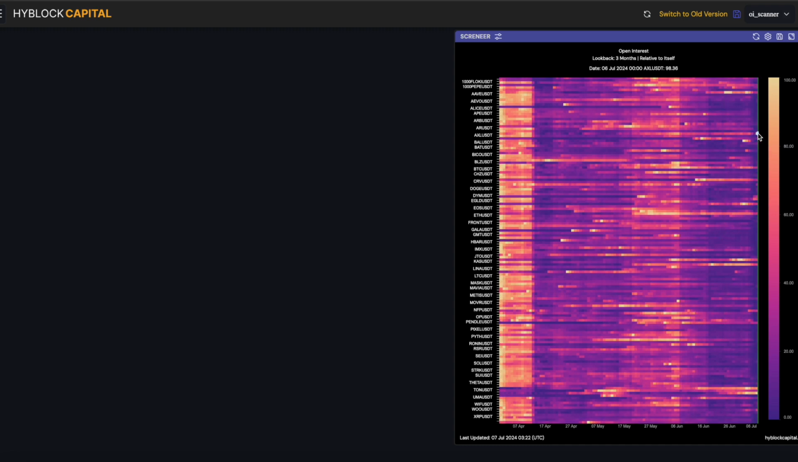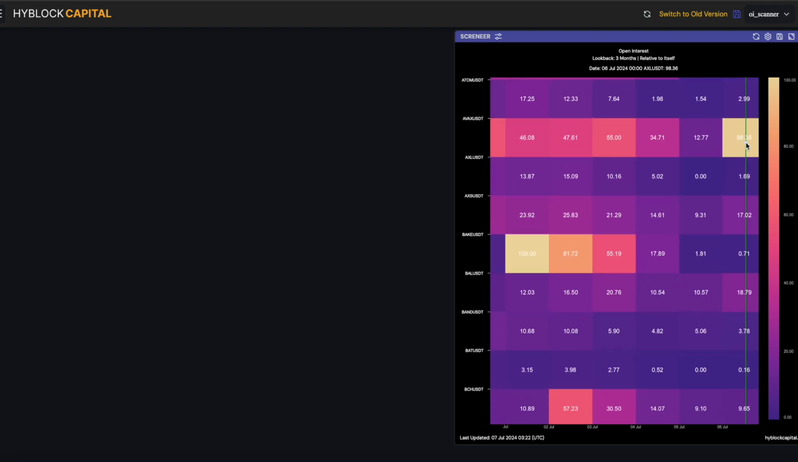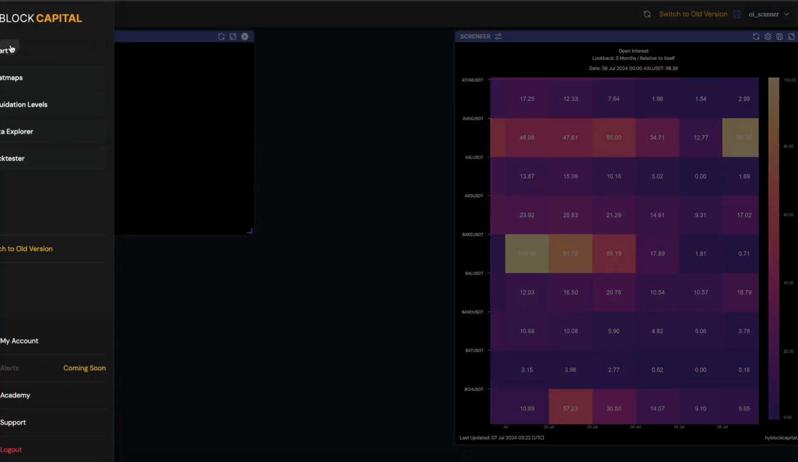For example, take a look at the ticker AXL. Notice the recent rise in open interest, indicated by the brightest colors on the heat map. This spike suggests a significant increase in interest relative to its historical data over the past 3 months.